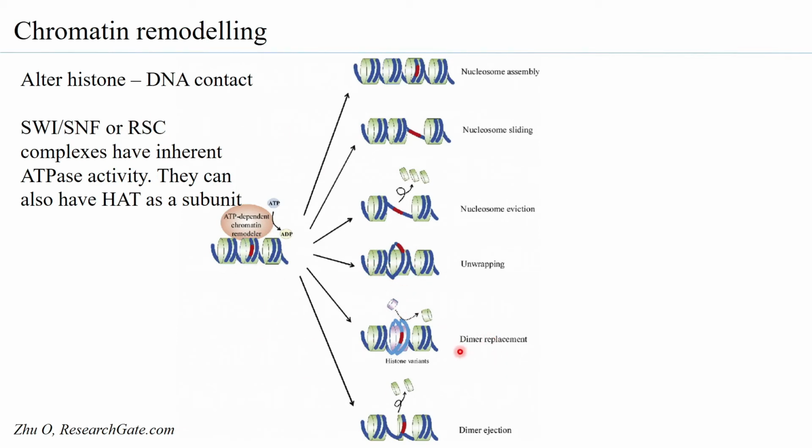Another interesting thing that happens is that you can have a dimer, say for example H2A H2B, replaced by a histone variant. When you say histone variants, it means it is not the same H2A H2B, but a similar variant of the histone can come and bind, and because it is a variant, its affinity to bind to the DNA may accordingly vary.